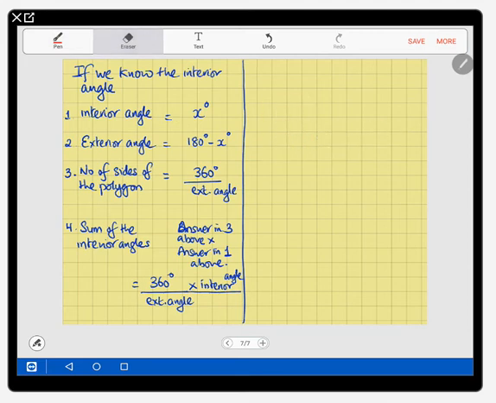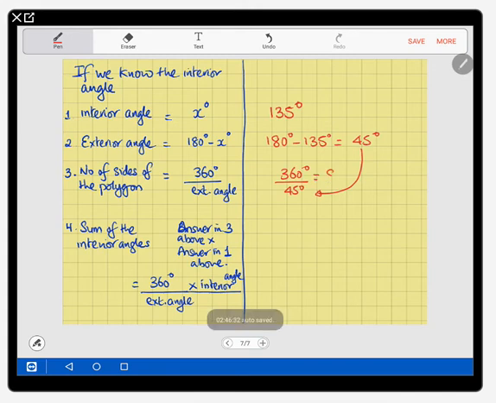Right. Okay. Let us say this is 135 degrees. So the exterior angle would be 180 minus 135, which is equal to 45 degrees. Number of sides, we take 360 degrees, I divide by 45 degrees. And what do I get? I got the number of sides is equal to 8.